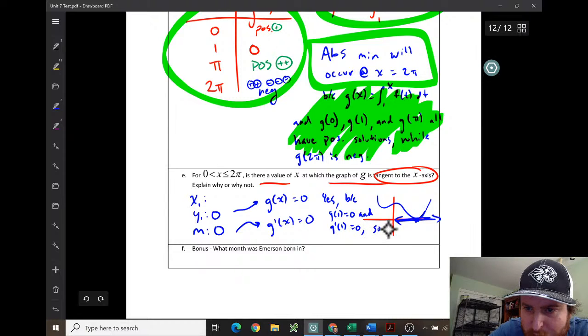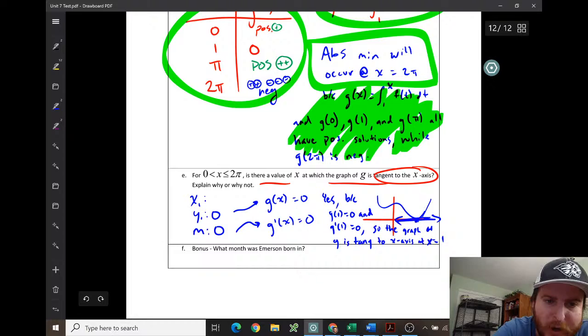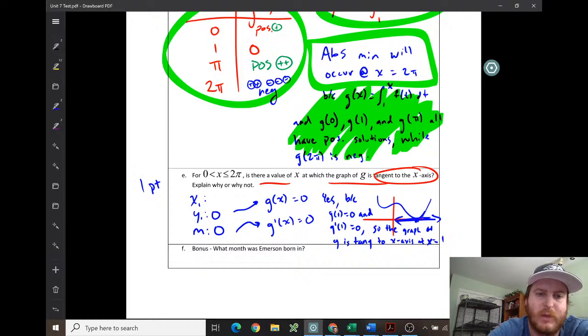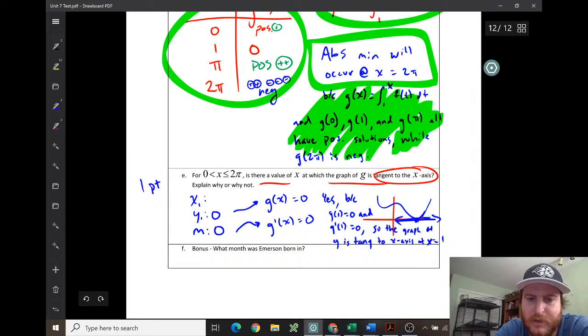So the graph of g is tangent to the x-axis at x equals 1. This was worth 1 point out of a possible 8 or maybe even 16, I forgot which. But this was worth very, very little. It was tricky to see. Again, most of us probably wouldn't have seen that, so don't sweat it too much if you didn't get this one right.